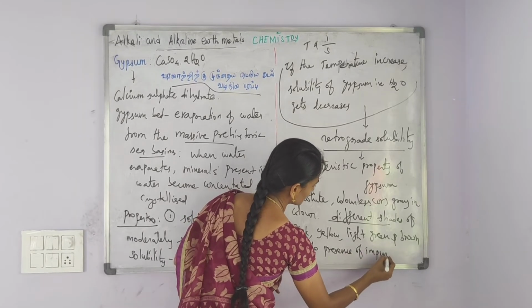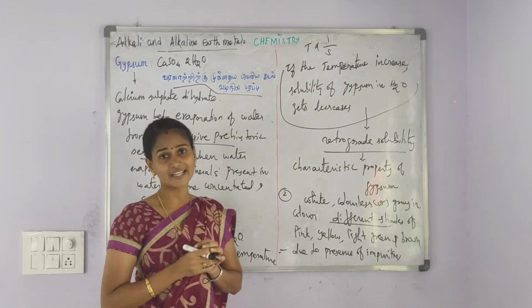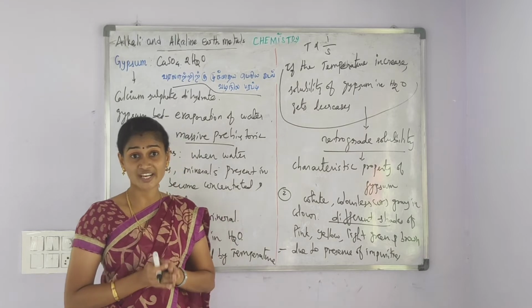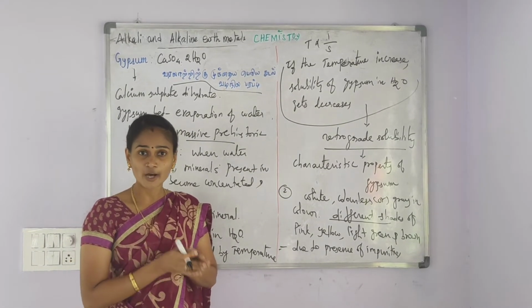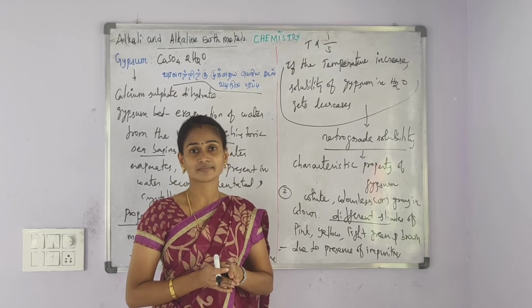I am repeating. Gypsum is white, colorless or grey in color, but sometimes it possesses different shades like pink, yellow, light green or brown. It is due to the presence of impurities.